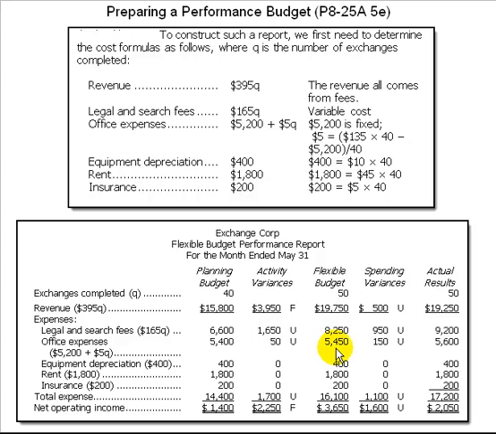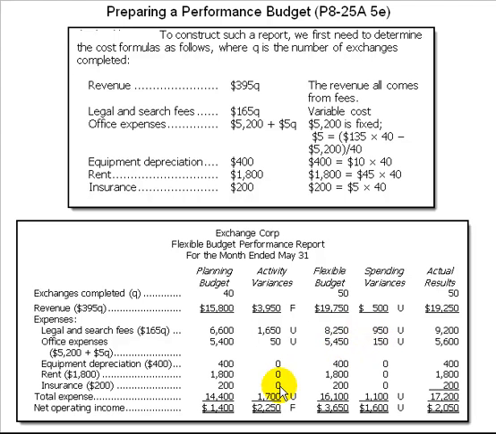For office expense, we use the variable portion. We actually do it the same way. We know that office expense actually was $5,600, but if we took $50 times $5 per quantity and added $5,200, we'd get $5,450, which means that the flexible budget versus the budget at the planning level of 40 exchanges, we're $50 unfavorable. But when we compare that $5,450 to the $5,600 of actual results, we're actually $150 unfavorable, right? $5,600 minus $5,450. This number is greater than the flexible budget, so it's unfavorable.